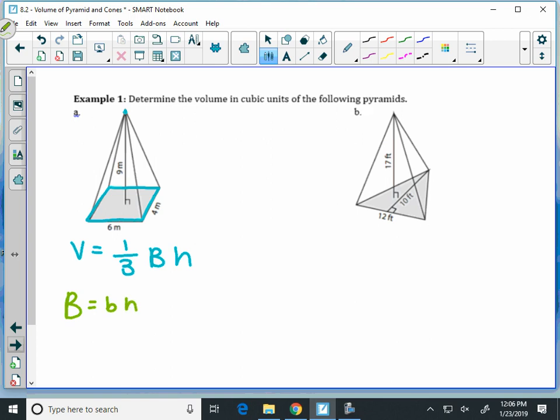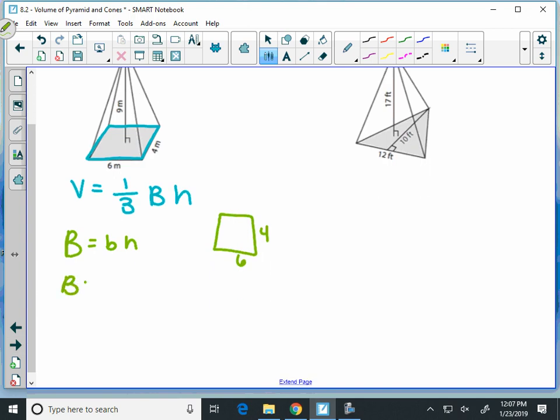Okay? And if it helps, draw the base off to the side. So then you can kind of get a better idea what the shape is and what formula you're going to use, because sometimes it's hard to tell when it's in that 3-dimensional form. Okay? So when we find the area of our base, what are we plugging in for our little b? What's the base of our base? What's the height of our base? And then when we multiply those together, 6 times 4? 24. Okay? That's our big B.